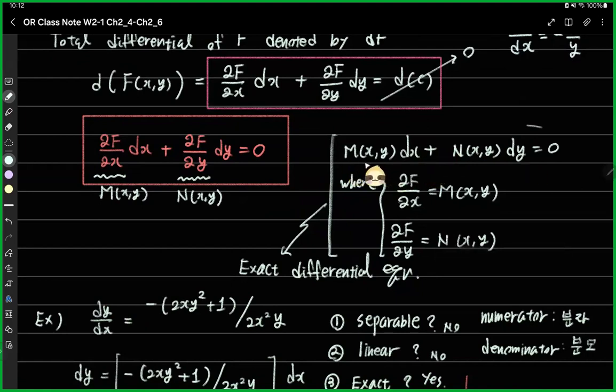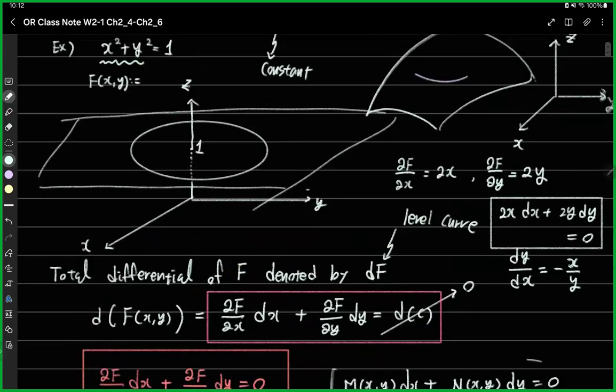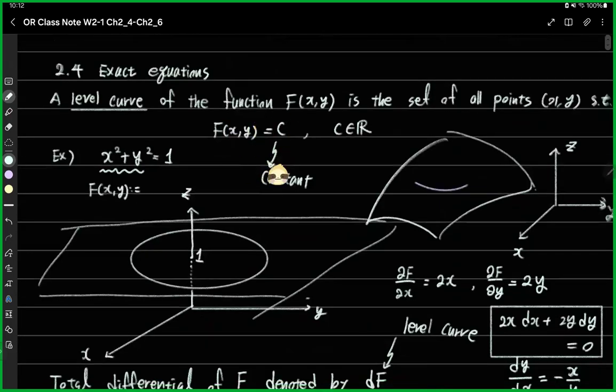So if this is an exact differential equation, what's the solution? f, right? Why? Because this comes from the derivative of f, and the derivative of f is equal to 0. So when you take an integral, we get f, the level curve. We're going to get this one.